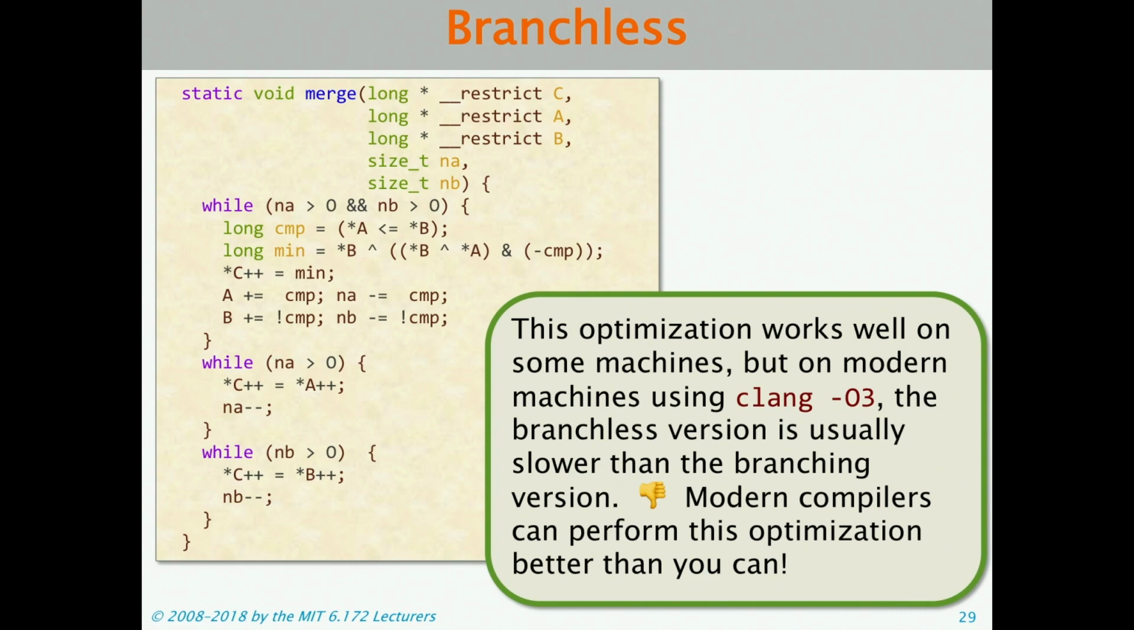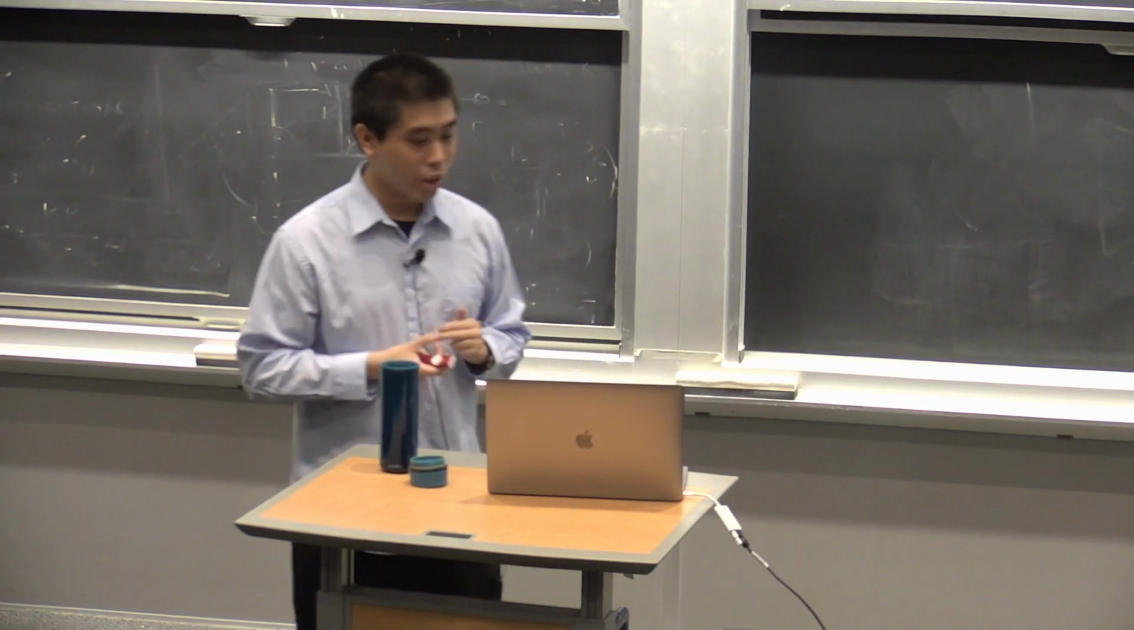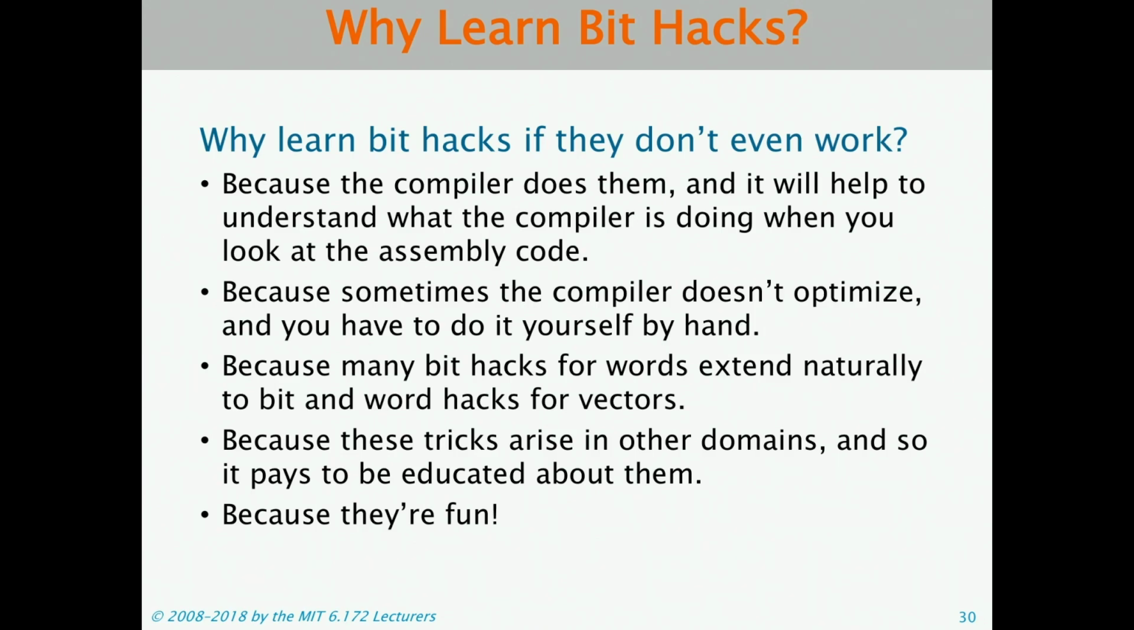One of the common themes so far is that I've told you about a really cool bit trick, and then I told you that it doesn't really work. So why are we even learning about these bit tricks, if they don't even work? First, because the compiler does some of these bit tricks, and it's helpful to understand what they are so you can figure out what the compiler is doing when you look at the assembly code. Secondly, sometimes the compiler doesn't do these optimizations for you, and you have to do it yourself. Thirdly, many bit hacks for words extend naturally to bit and word hacks for vectors, which are widely used in high-performance code, so it's good to know about these tricks. These bit tricks also arise in other domains. And finally, because they're just fun to learn about. And for project 1, you'll be playing around with some of these bit tricks, so it's good to know about the things that I've talked about already.